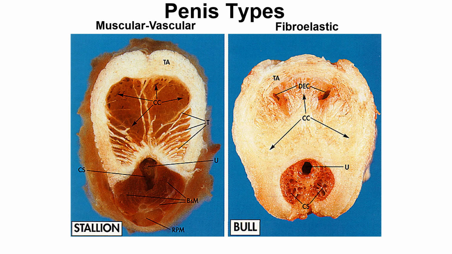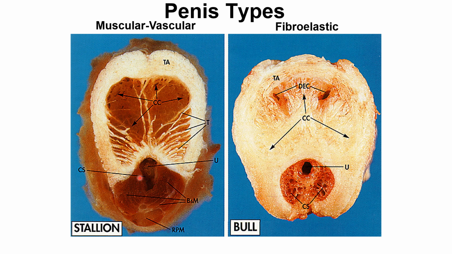This diagram shows the two major types of penis in domestic animals according to structure. These are the fibroelastic and the muscular vascular type of penis. Starting with the fibroelastic type, this is exhibited by the bull. The CC here represents the corpus cavernosum, while the CS represents the corpus spongiosum. This type of penis is relatively hard in the non-erect state. As you can see here, we have the presence of the urethra in the corpus spongiosum.